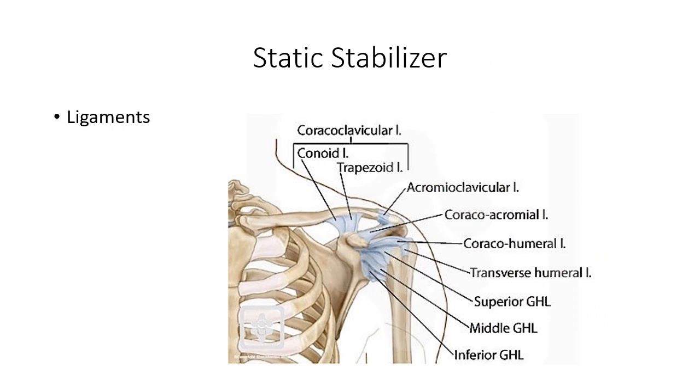After finishing the dynamic stabilizers of the shoulder, which are the superficial muscle group and the deep muscle group, we will move to the static stabilizers. We have four static stabilizers of the shoulder joint. The ligaments: we have multiple ligaments around the shoulder joint. The coracoclavicular ligament, which is composed of the conoid and trapezoid ligaments. The acromioclavicular ligament. The coracoacromial ligament. The coracohumeral ligament. The transverse humeral ligament. The superior, middle, and inferior glenohumeral ligaments.